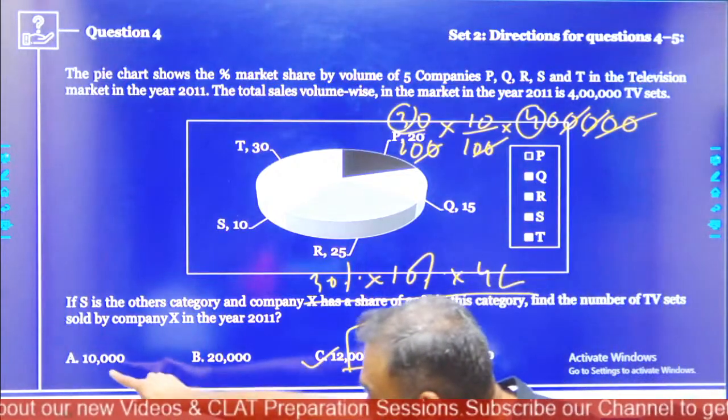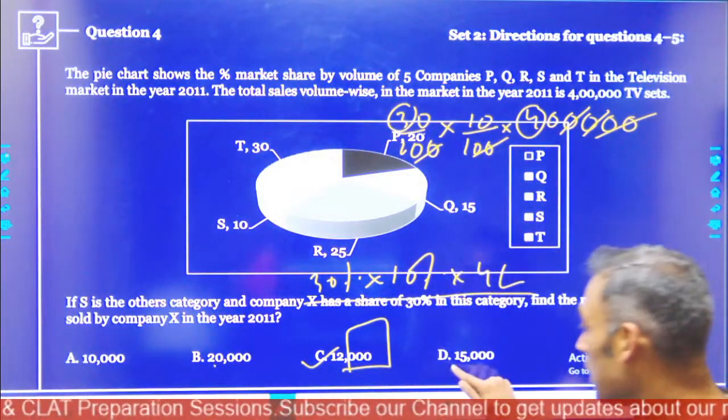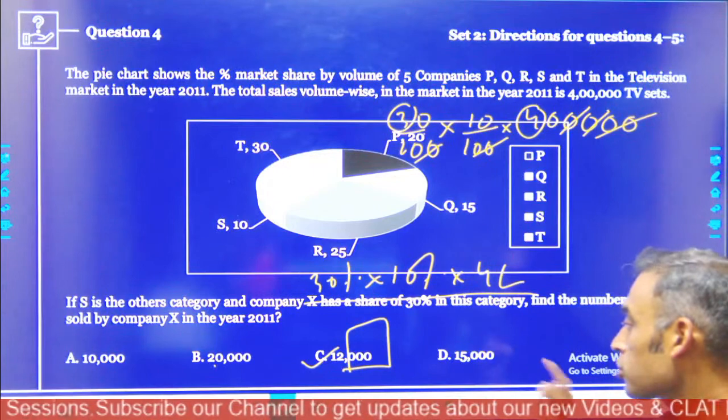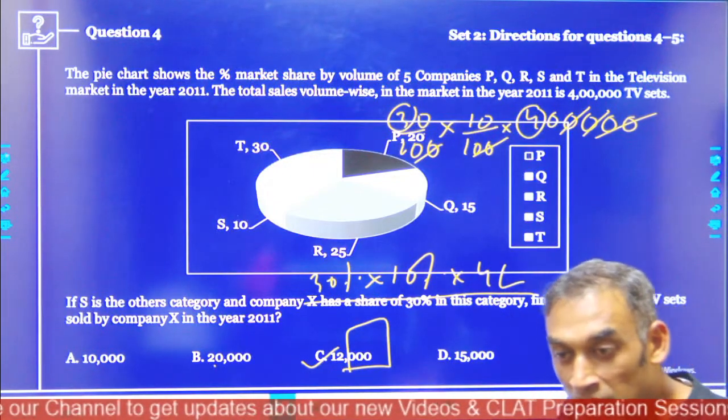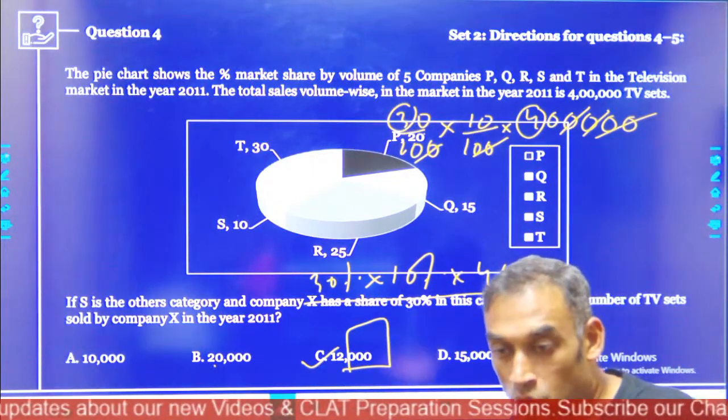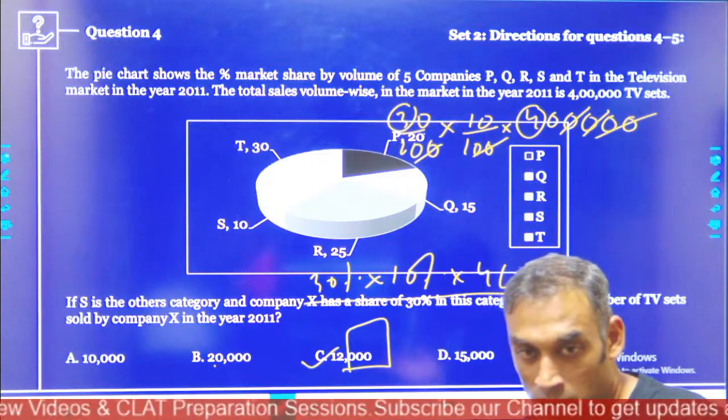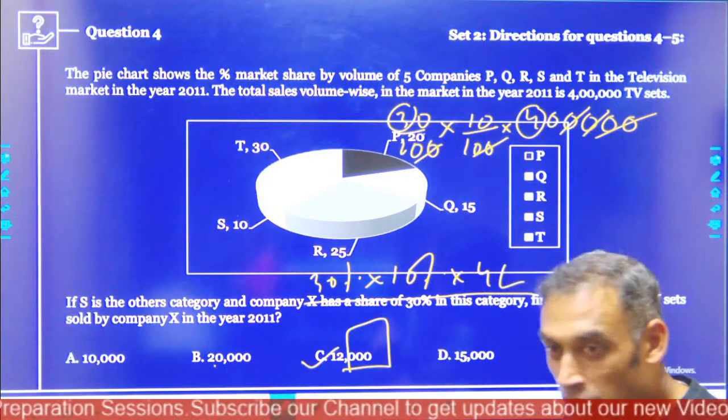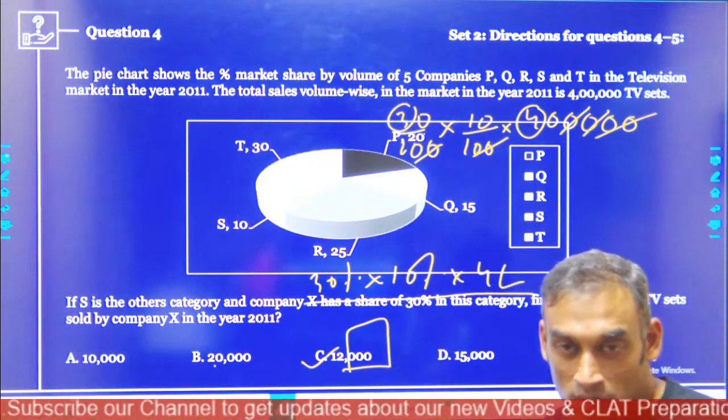Option number 1 here has got 10. Option number 2 has got 20. Option number C has got 12. Option number D has got 15. If we can figure out what is the first 2 digit, won't we get the answer?